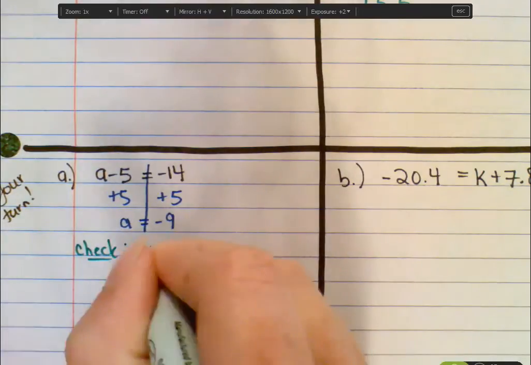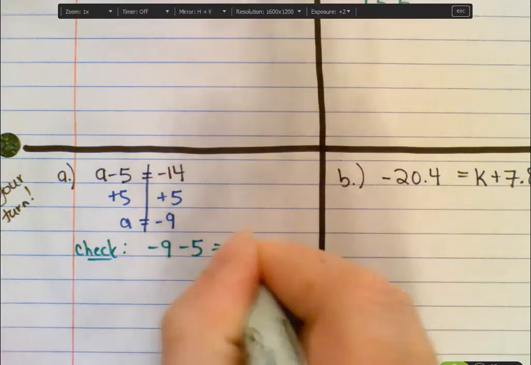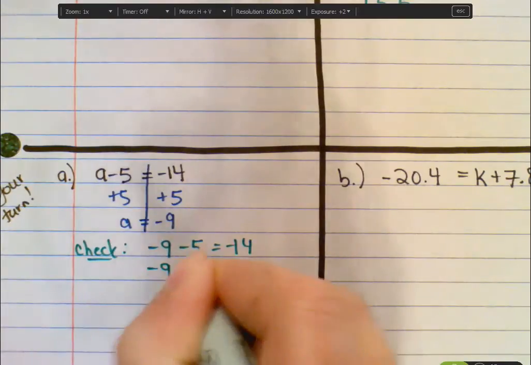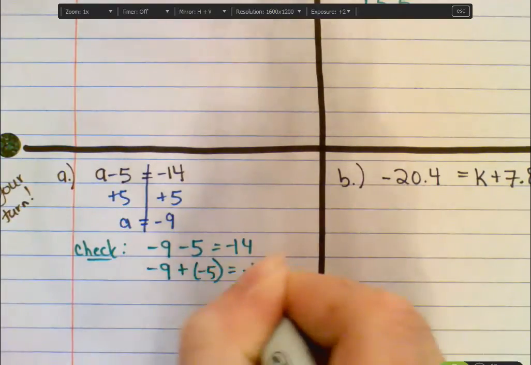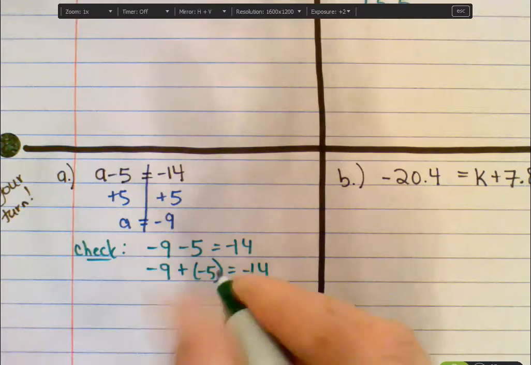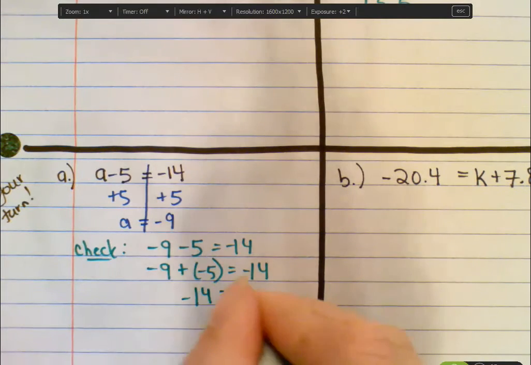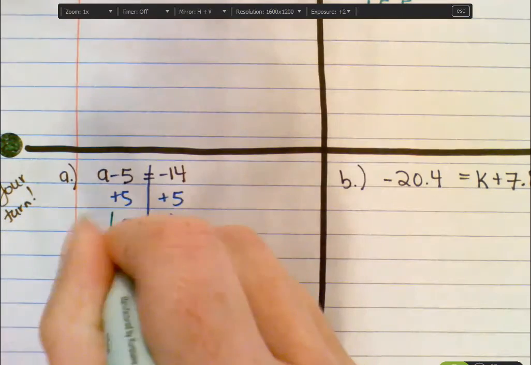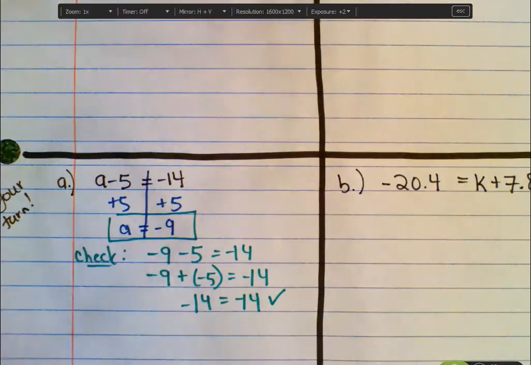So I'm going to say plug in negative 9 for a. And remember, when I subtract, I'm actually adding the opposite. So negative 9 plus negative 5 is negative 14, so that is correct. And go back up there and circle as my final answer. Alright, let's go to the other side.